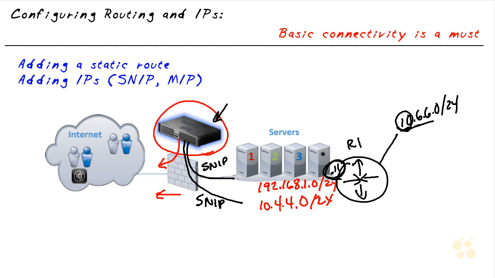Now, there is an additional IP address that we can configure on a NetScaler, and it's called a MIP, which stands for a mapped IP address. And I want to tell you a story. It's a little sad, but it's okay.